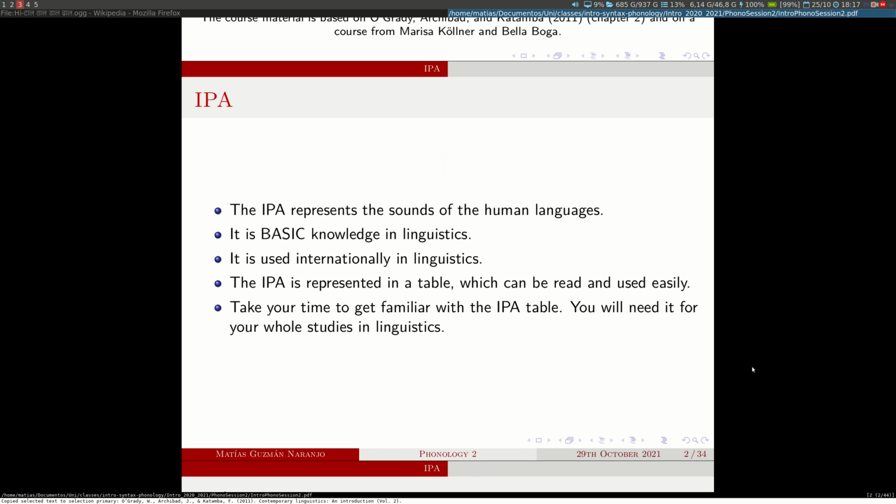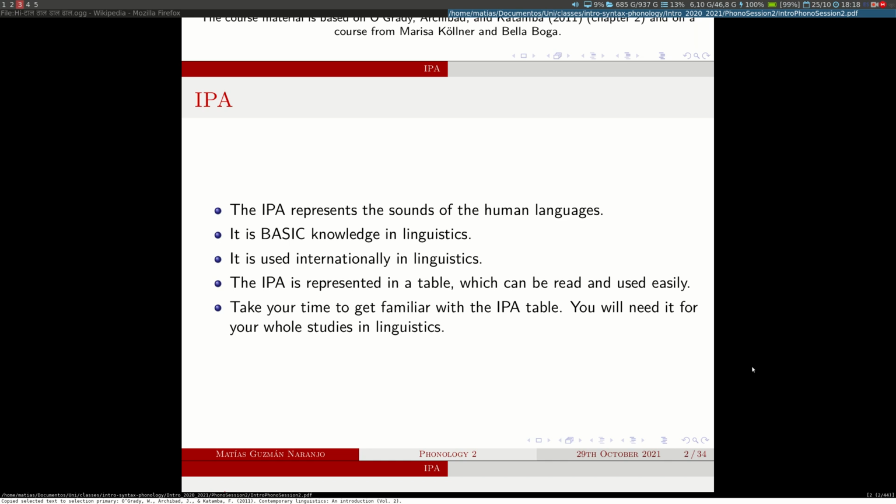As I mentioned in the last session, the IPA is an alphabet which represents the sounds of the human languages, and this is basic knowledge in linguistics. You need to understand IPA and to a certain degree memorize it. It is used internationally in linguistics, and independently of whether you're a phonetician or a discourse analyst, you will have to know some IPA.